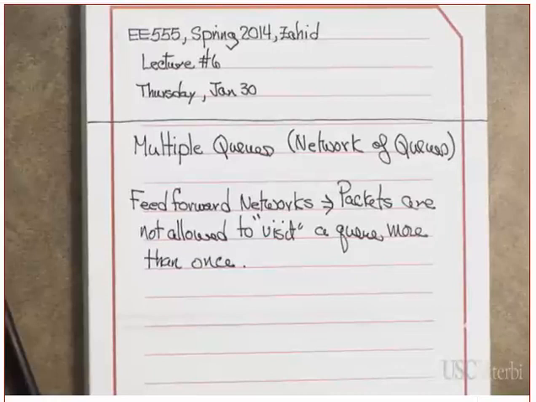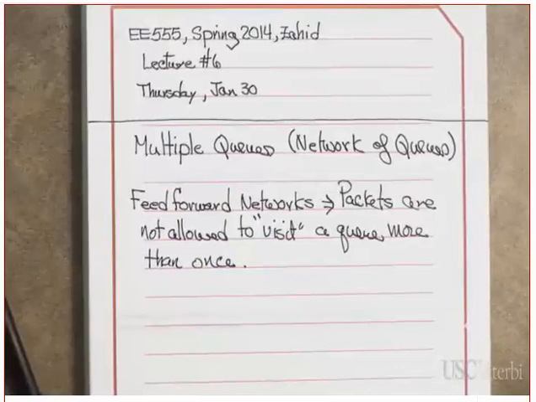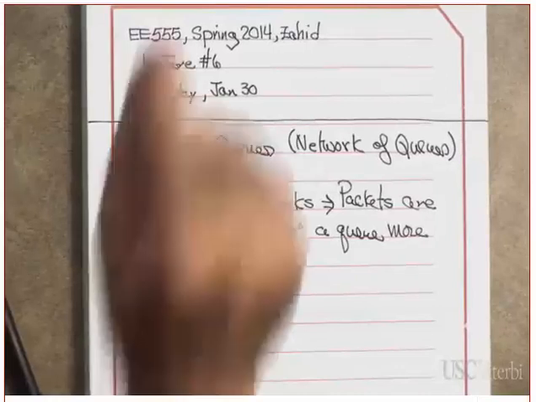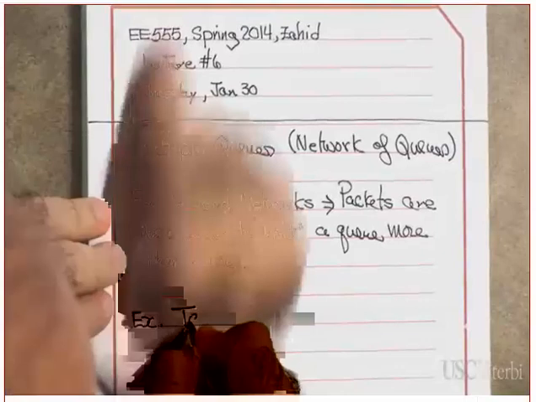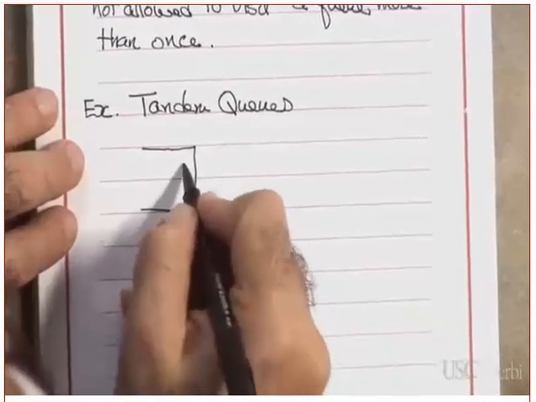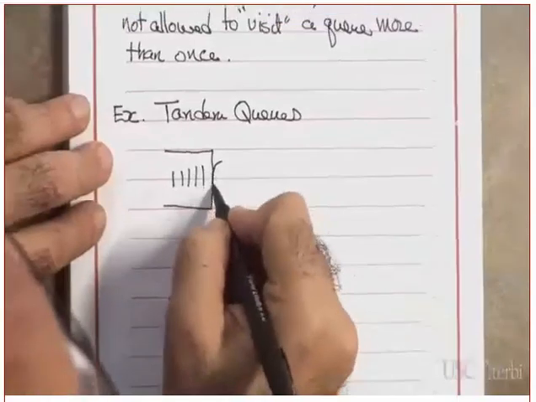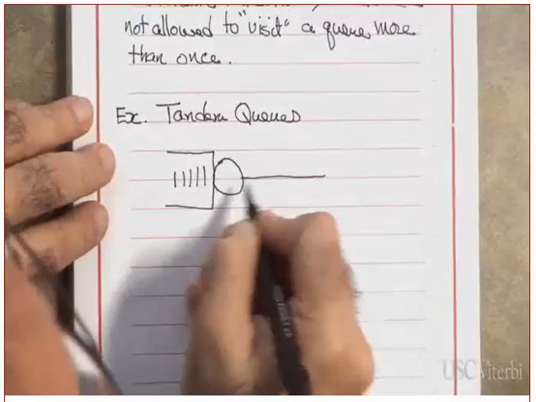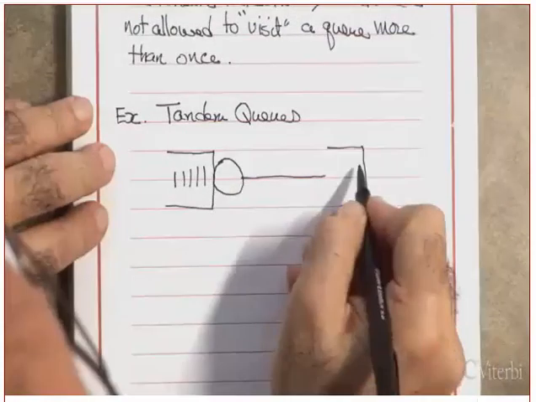example, which is tandem queues. Let's look at this scenario. I have a queue here, or the router. The outgoing packets will join another queue. And this is the router. We call this a queue. Tandem means what? In serial. One after the other. Clear? One after the other. Okay, let's understand what I'm talking about.